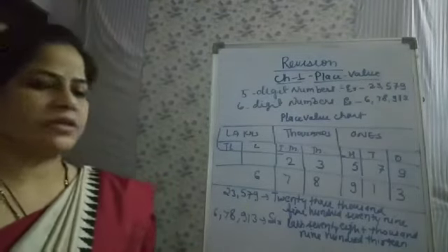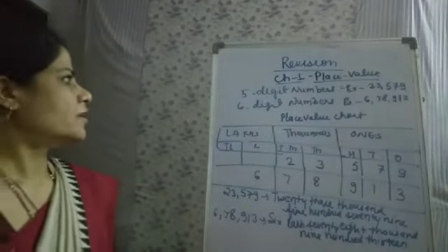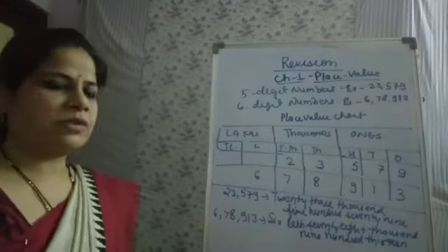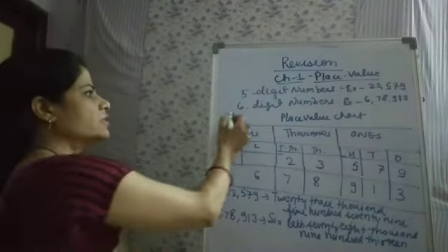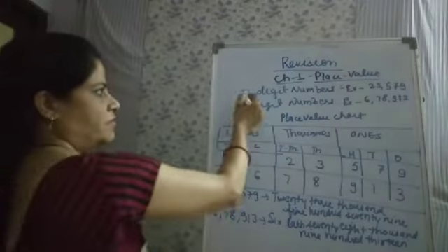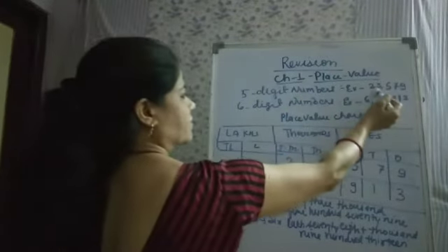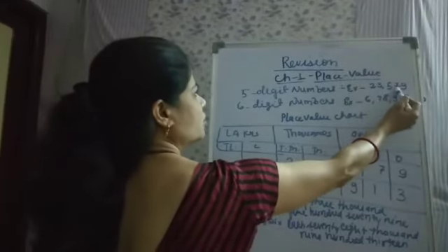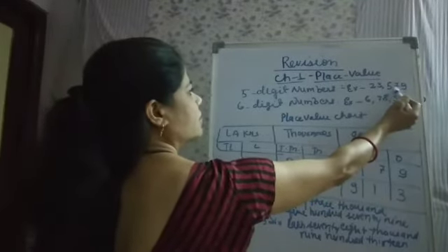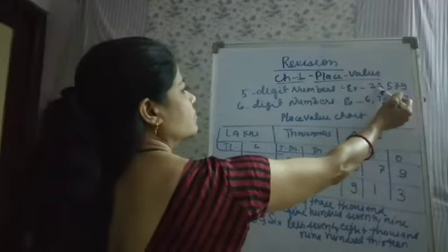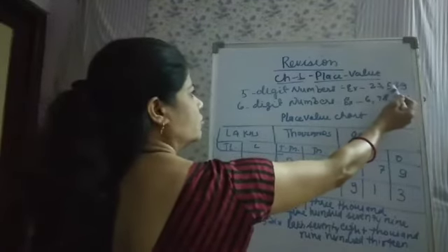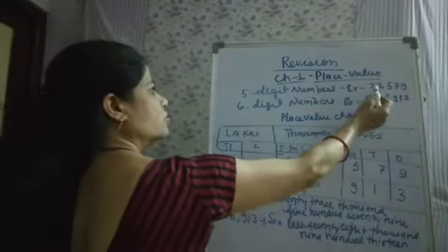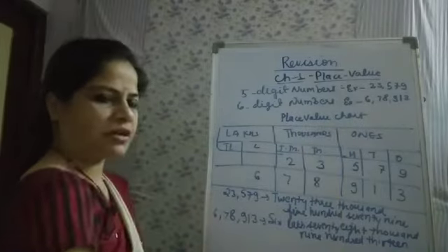So, the first chapter is place value. In this chapter, you have two types of numbers, 5-digit numbers and 6-digit numbers. 5-digit numbers consist of 5 digits. For example, here I have written a number. This number is a 5-digit number. Why? See, this number is formed by 5 digits, 1, 2, 3, 4, 5. Okay, so this number is a 5-digit number.